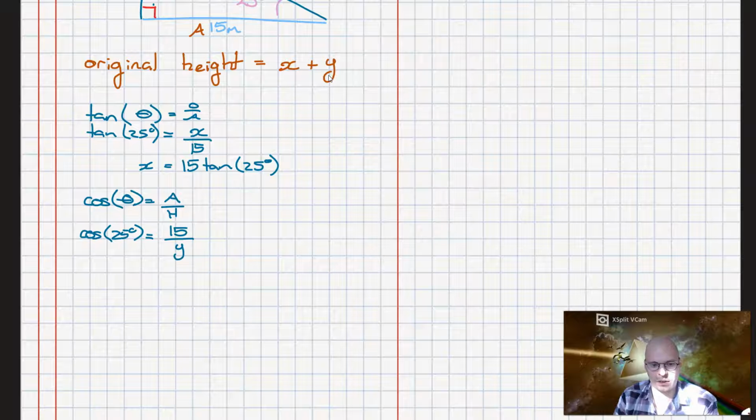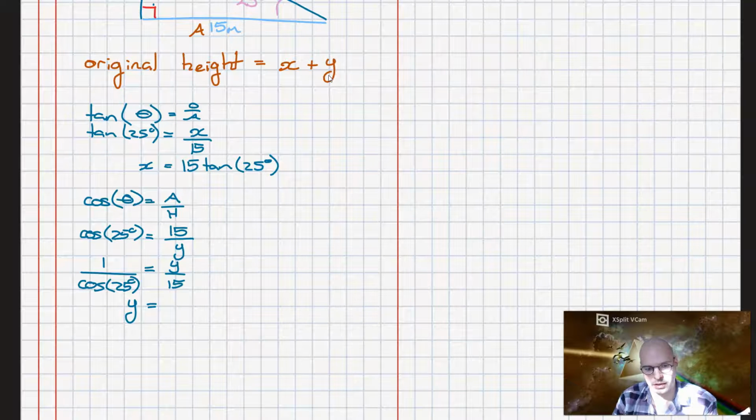Now, y is on the bottom, so I'm going to flip everything around. So y over 15 is going to be 1 over cosine of 25 degrees. And then rearranging by multiplying both sides by 15, we get y equals 15 over cosine of 25 degrees. This is going to be our second part.